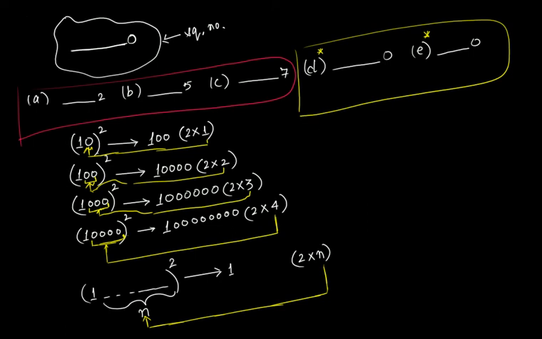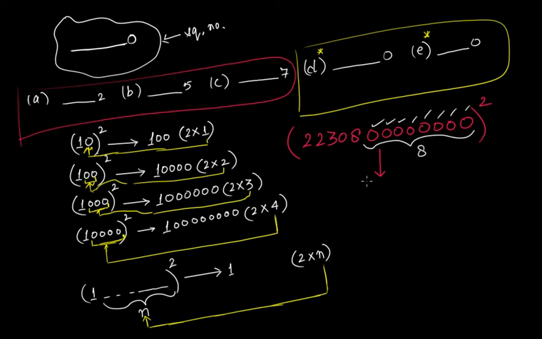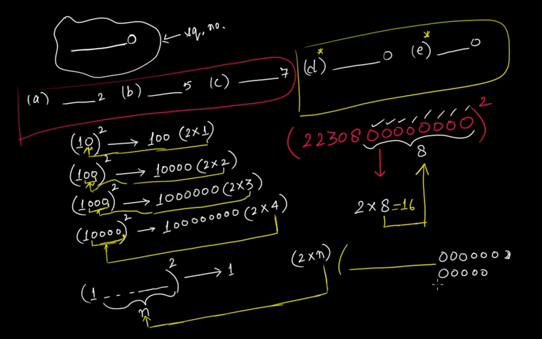So let's say that your number is 22308 and so on, with 1, 2, 3, 4, 5, 6, 7, 8 zeros. If I have to find the perfect square of this number, and I only want to know how many zeros will be there in the square number, you have to tell only the number of zeros. So just count how many zeros you have here: 1, 2, 3, 4, 5, 6, 7, 8. So you have 8 zeros. So its square number will contain 2 times 8, and this 8 is the number of zeros in the number. So the square number in this case will have 16 zeros: 1, 2, 3, 4, 5, 6, 7, 8, 9, 10, 11, 12, 13, 14, 15, 16.